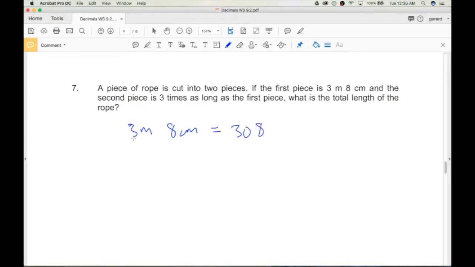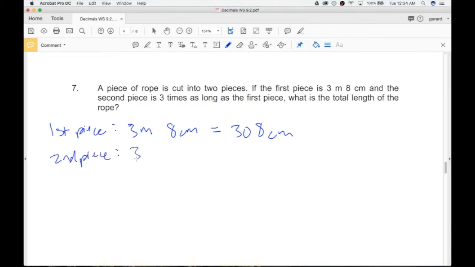Now please don't make the common mistake of taking 380. This is not 380. 8 cm is 8 cm. Don't make it 80 cm. Now we have this. We know that this is the first piece, and the second piece is 3 times as long as the first piece. First piece. Second piece.